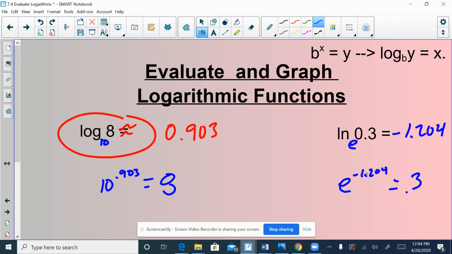And I could verify this by typing e to the power of negative 1.204. Remember, e is Euler's number. It's a button on your calculator, just very much like pi. It's an irrational number. When I type that in, once again, remember I'm rounding. So my calculator gave me 0.2999918. So very accurate, very close, but you are going to have some rounding error there. And so that does give me about 0.3.